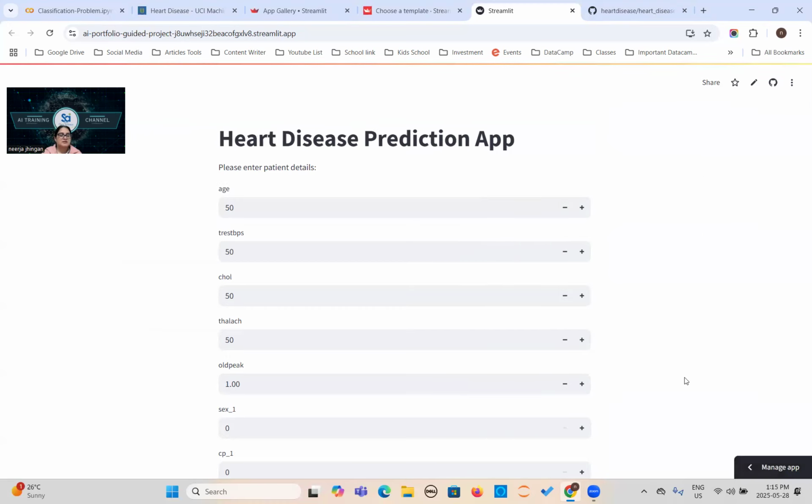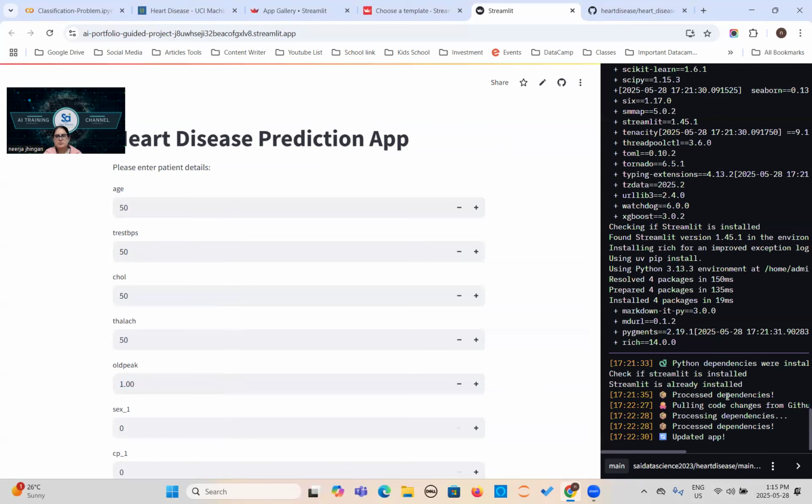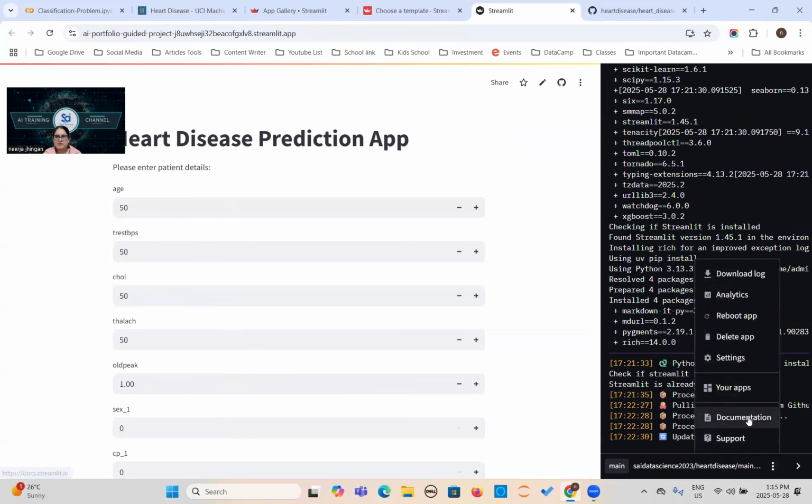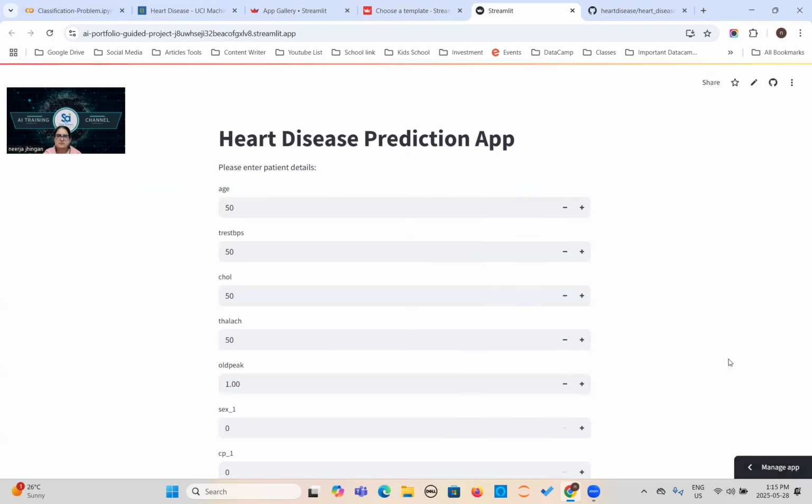That's it. If you want to make any changes, you can also manage the app here. Okay, you will click on that. You can download the log, how it is working, what steps were followed, and it is a reboot app. You can also reboot it if you are making any changes, or if it hangs or is stuck. You can do this, and you can delete the app from here too. Okay, this is all about this one.